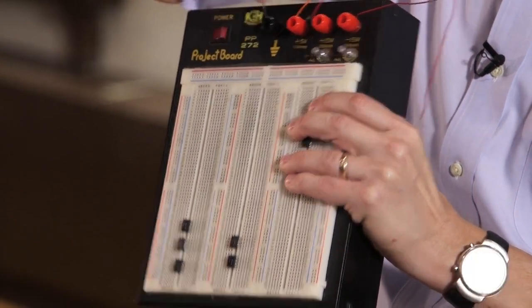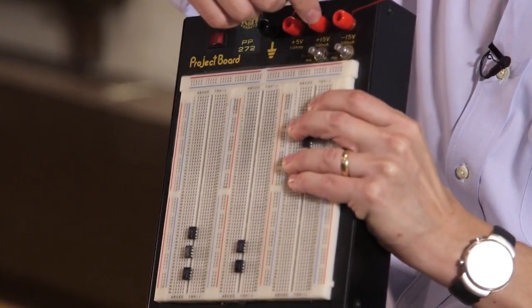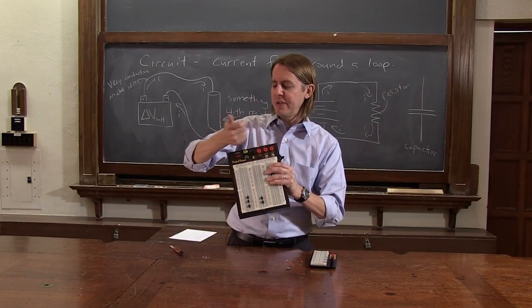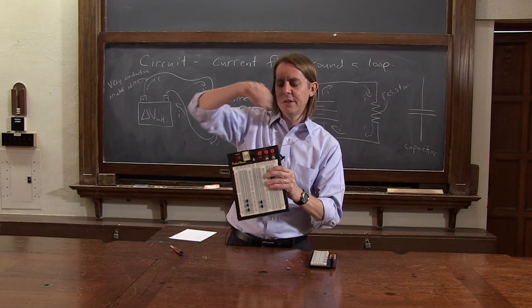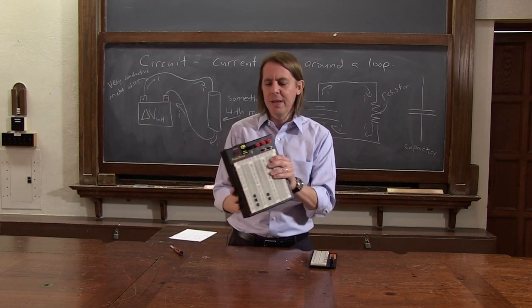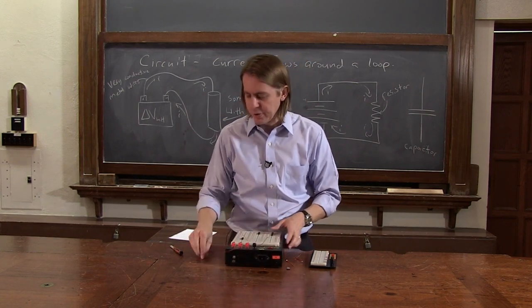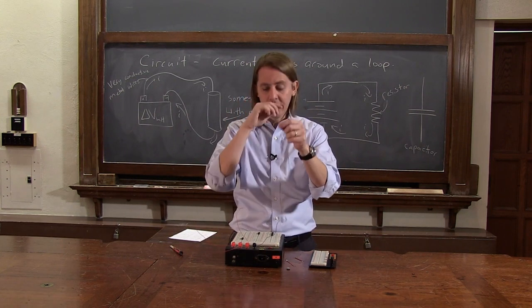And then this is at plus 15 and minus 15 and 5 volts. So you could use these two as your first two wires to get 0 volts and 15 volts. And then you take a resistor. So here's a 2.2 kilo ohm resistor.